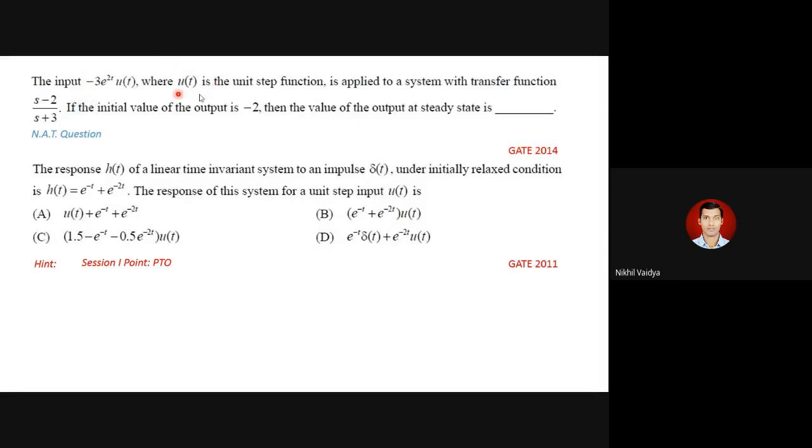Now this particular step input is applied to this transfer function, (s minus 2) upon (s plus 3). If the initial value of the output is minus 2, what is the value of the output at steady state?